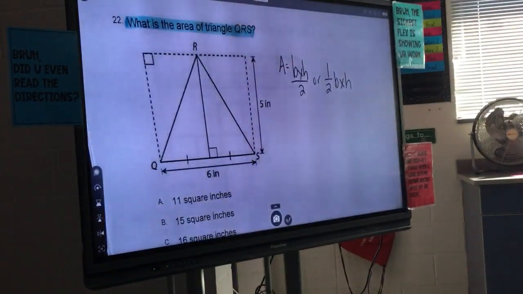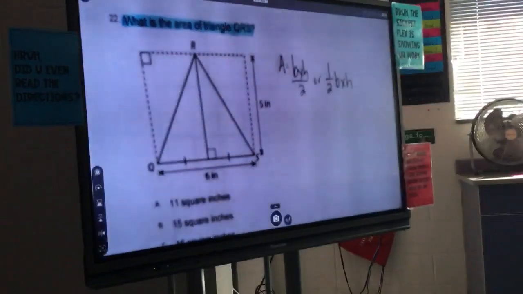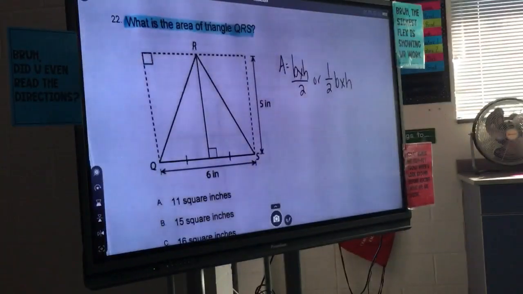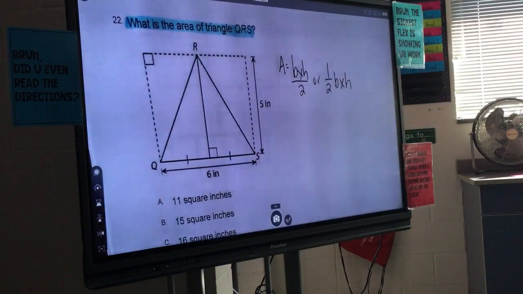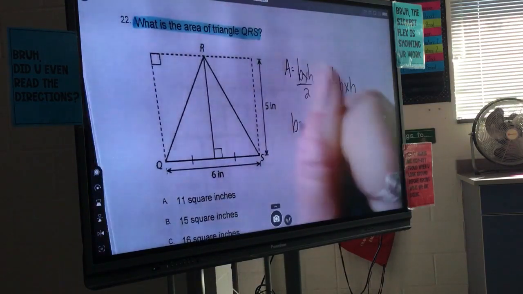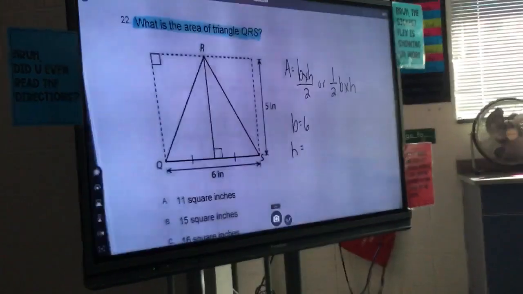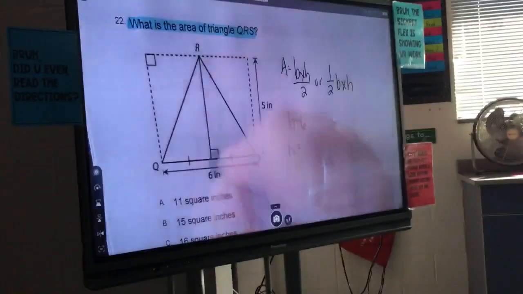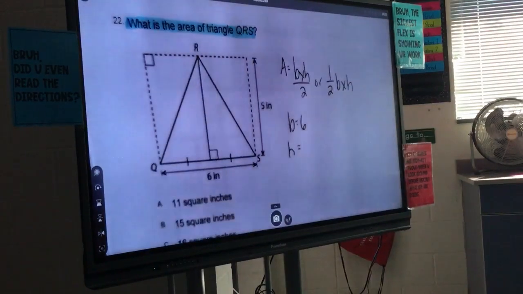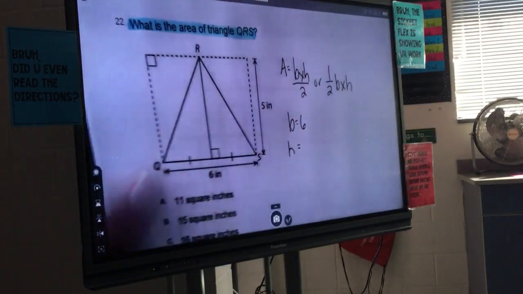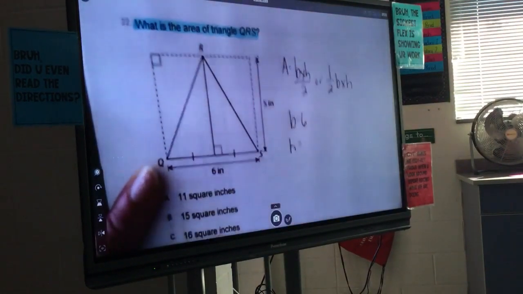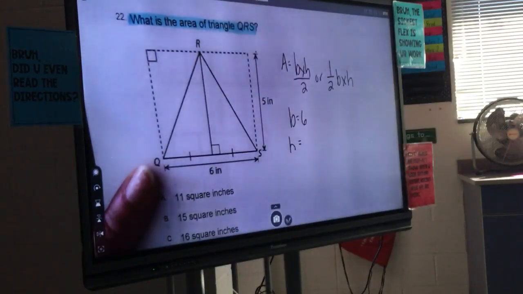Now, what is my base? What's the base on this one, guys? Landon, what do you think? Okay. So my base is 6. What is my height? Because technically this is my height right here, but there's no line on it. So how do I know what my height is? Scarlett? But how do I know that? Right, because from here to here it is telling you that that is your height. It's 5 inches or whatever.